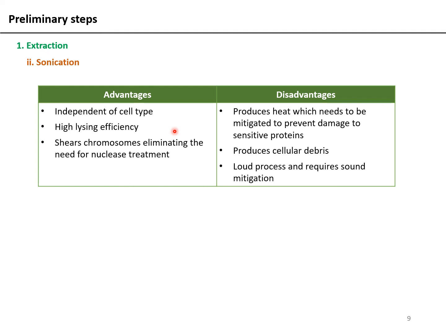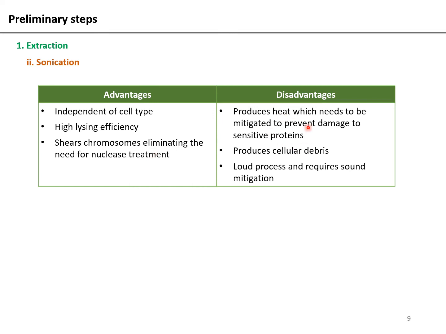But because plant cells, for example, or bacterial cells have a thick cell wall, sonication helps with efficient disruption of the cell wall. It has high lysis efficiency. It shears the chromosomes as well, eliminating the need for nucleus treatment, because when you are sonicating, the genomic content would also get sheared. So the viscosity that we were talking about in the initial slides, that is generated due to the genomic content released upon cellular lysis, that issue can be circumvented by sonication.